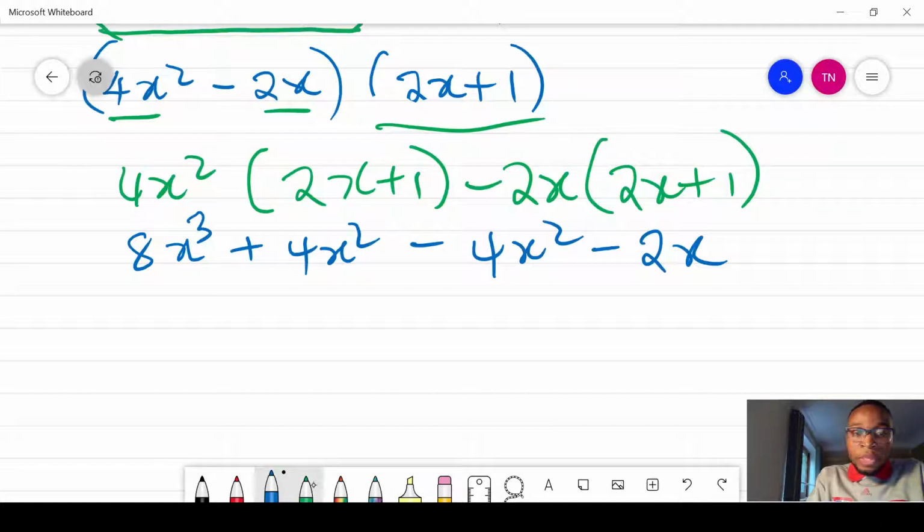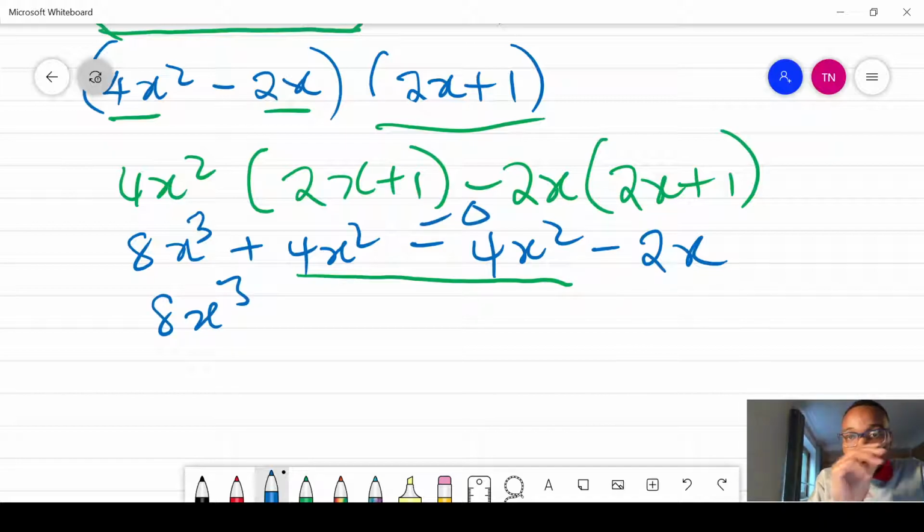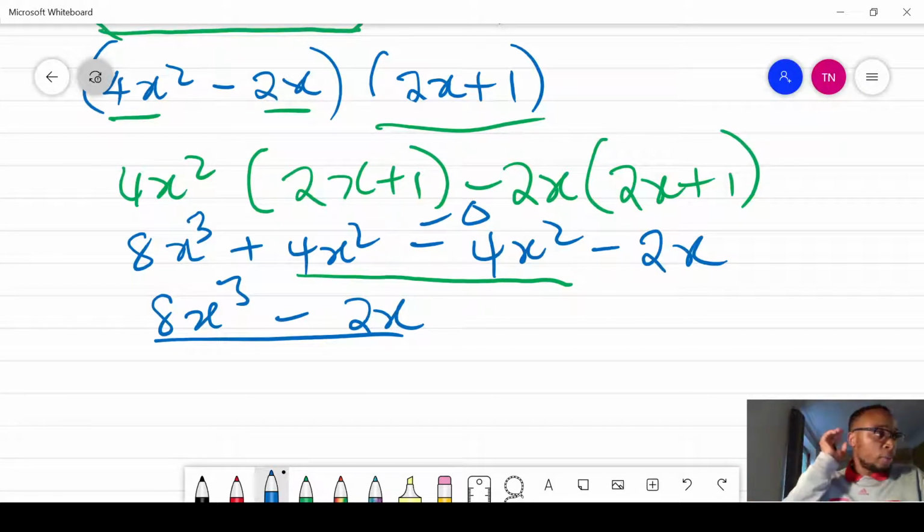Then just like we did in the earlier examples, we're going to be collecting like terms. These are like terms here. Since they are like terms, they're going to give us 0. So we're going to be left with 8x cubed. That's just for highlighting. This gives us just 0. Then minus 2x, that is the expansion that we're going to be left with here.